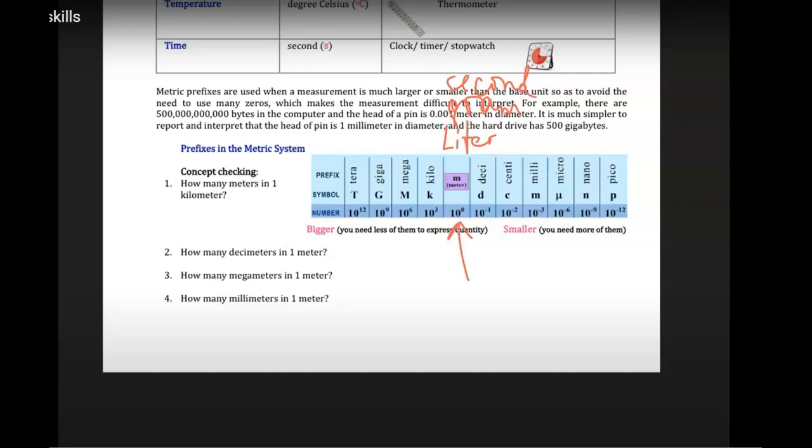So if we want to show something that's 10 times smaller than a meter, that's going to be deci. Something that's 100 times smaller is centi. Something that's 1,000 times smaller is milli.